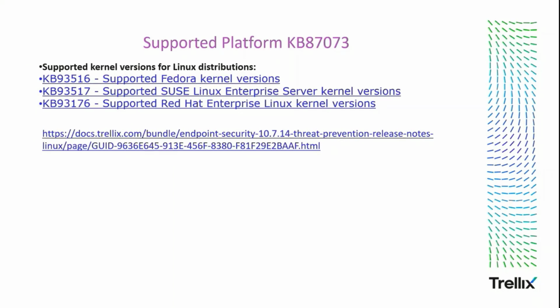To check all this, you can always refer to KB article 87073, the supported kernel platforms for Endpoint Security Linux. These are the few other KB articles that are available. And for the new release of kernel versions, you can always check the release notes of the latest version of ENSL TP. Thank you from my end. I will hand it over to Haseeb, who will take us through exploit prevention. Thank you, everyone.